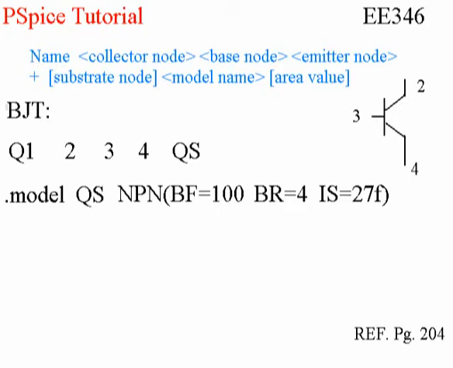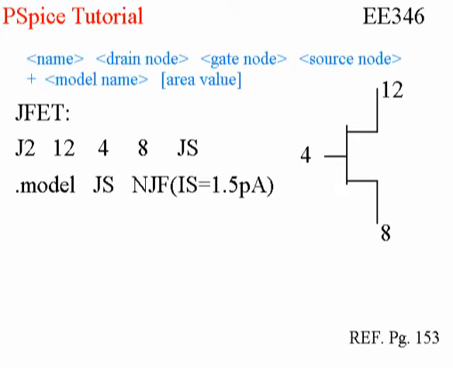The one in this example is an NPN with parameters listed as shown. There are many more parameters listed in the reference manual. If a parameter is not specified in the code, it will automatically use the default value, which is also found in the manual. JFETs are defined in a similar way. This one is an N-type model. The names of the different types of models are listed under JFETs in the manual.